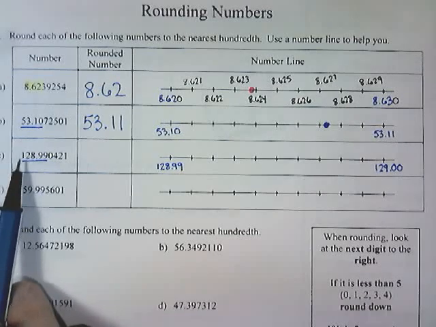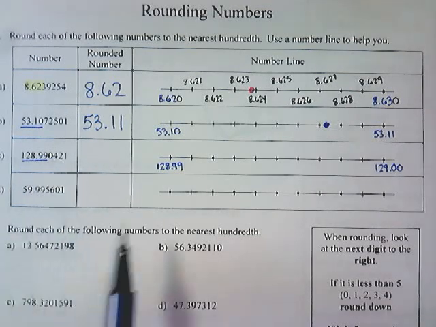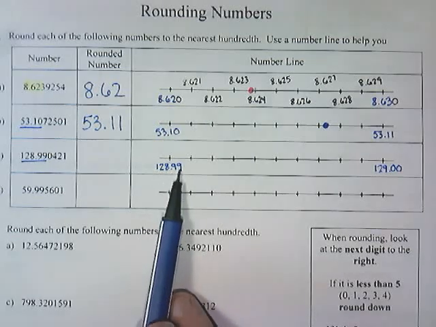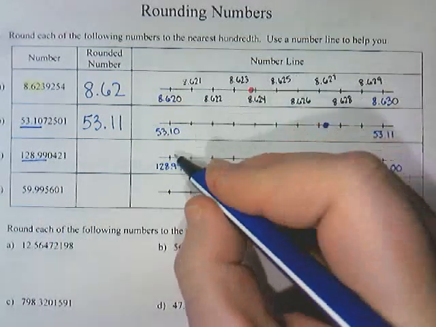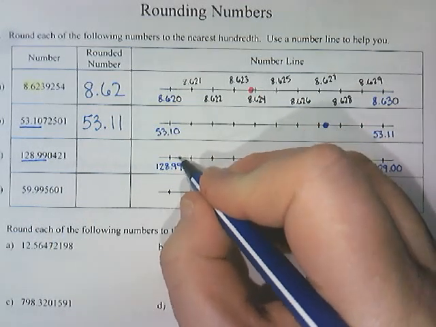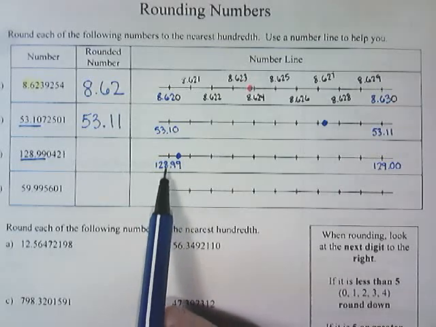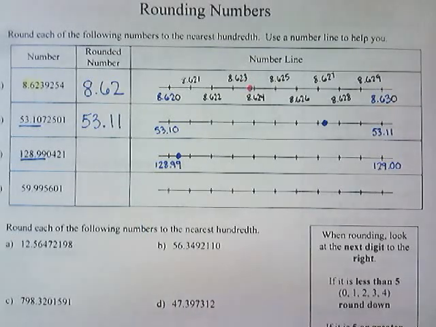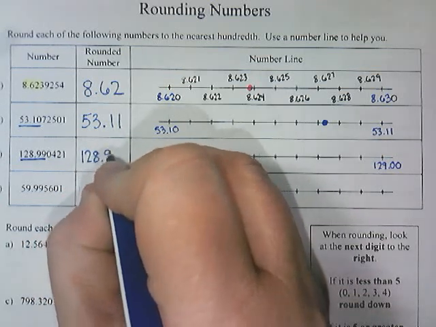So I'm at 128.99042. So this is 128.99 and then a little 0 there. So 042 is not going to be too far from here. It might be roughly right there. So that is way closer to 128.99. So when I round it, it's going to be 128.99.